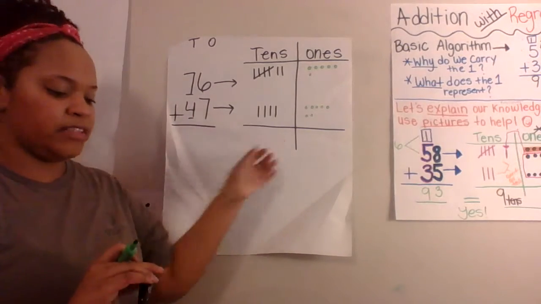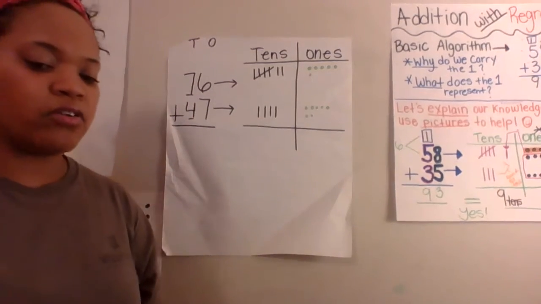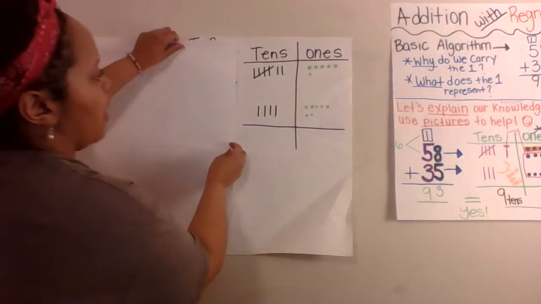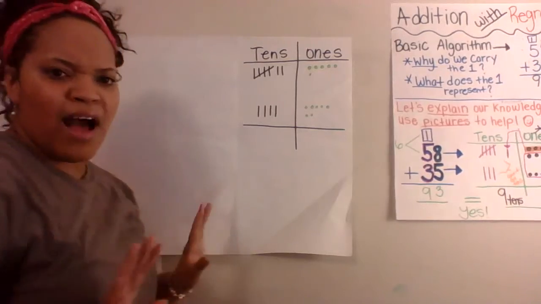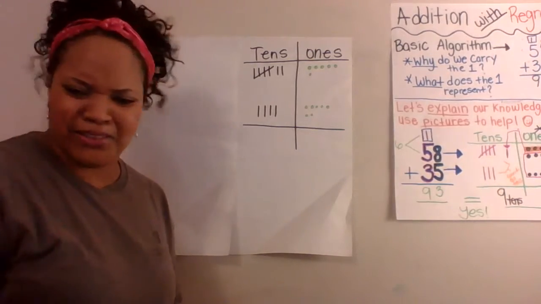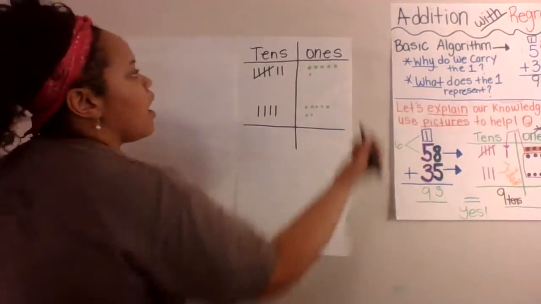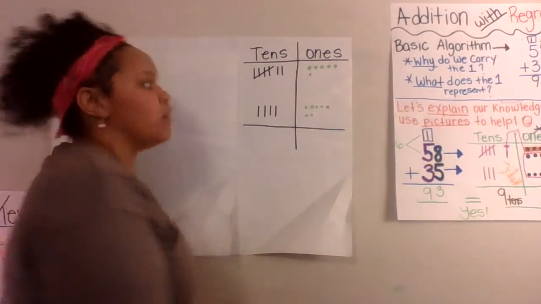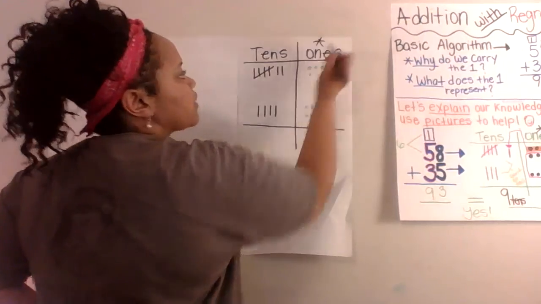76 and 47. Okay? So I'm going to kind of throw a little curveball in there, okay? I'm going to cover this up. Why, Miss Hamilton? Because we can do this. We can do this without that, okay? All right, we know how to explain our mathematical reasonings. And yes, we do. Okay, always start with the ones column first.